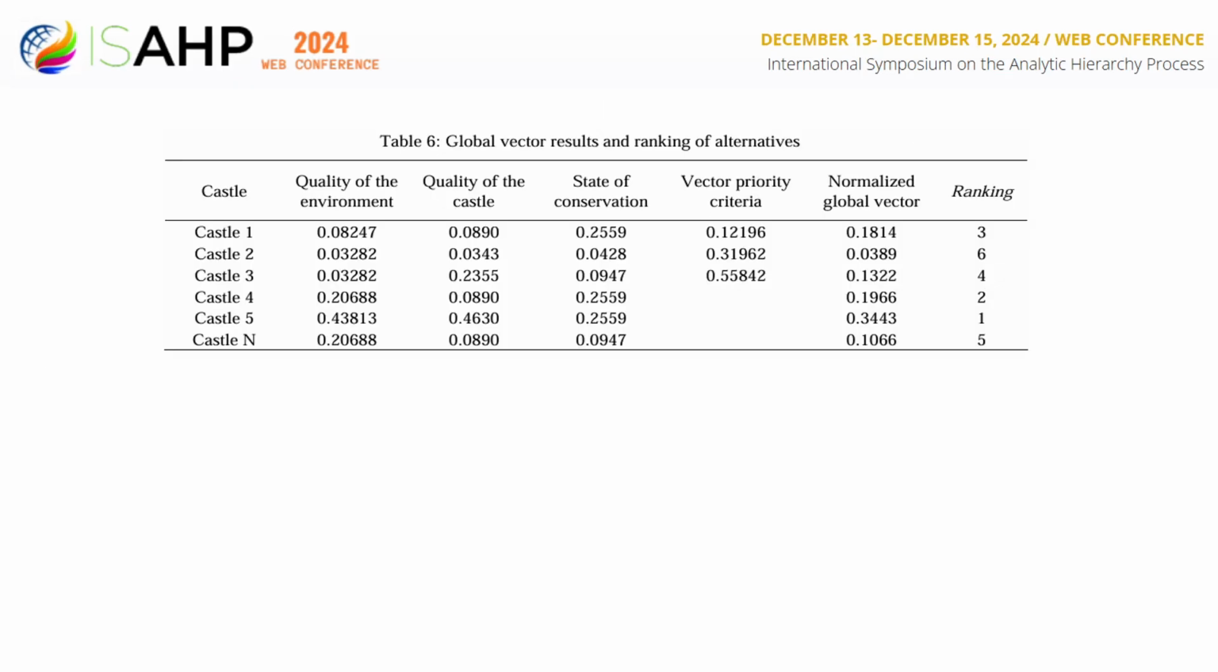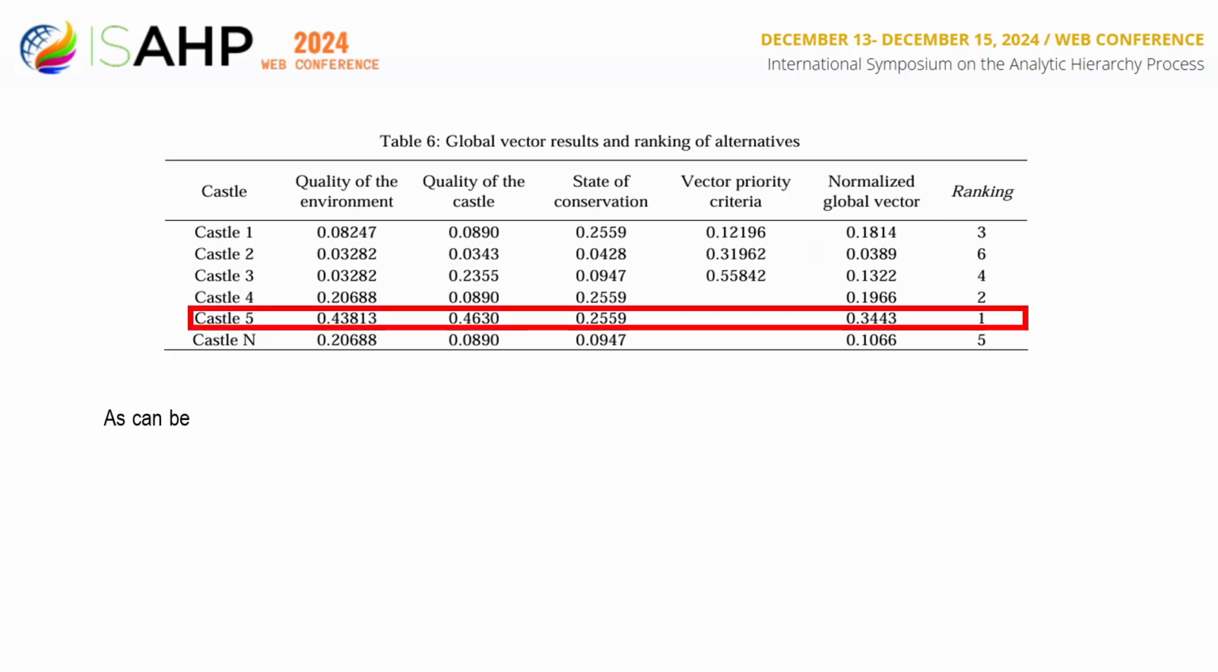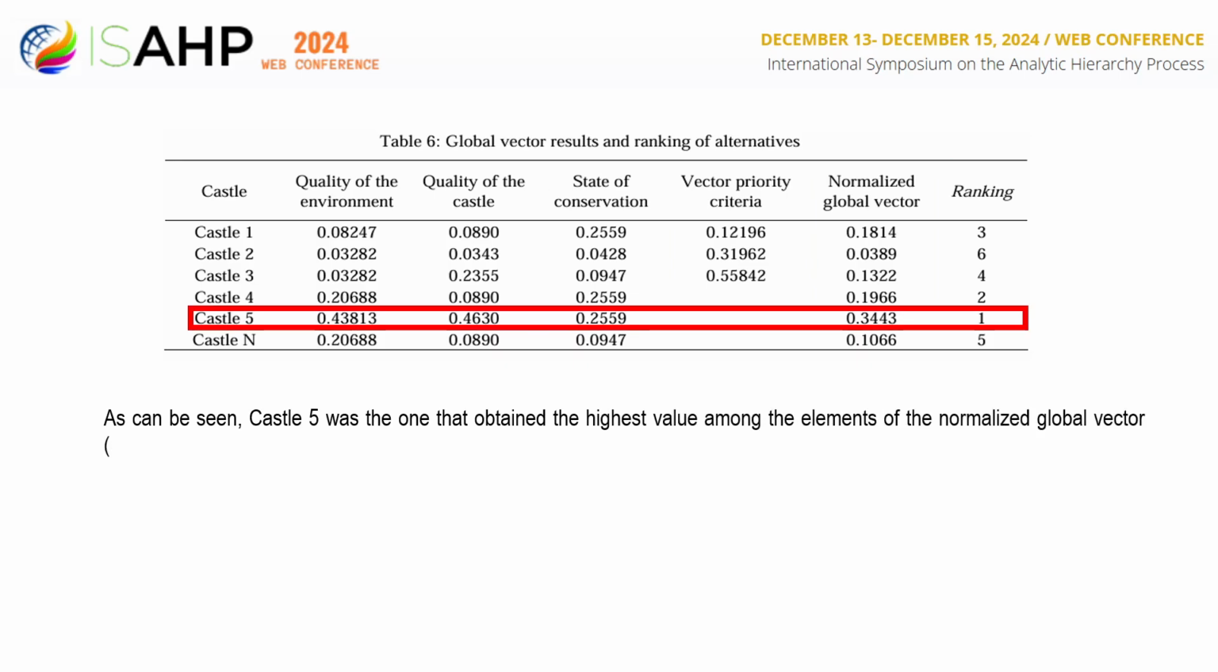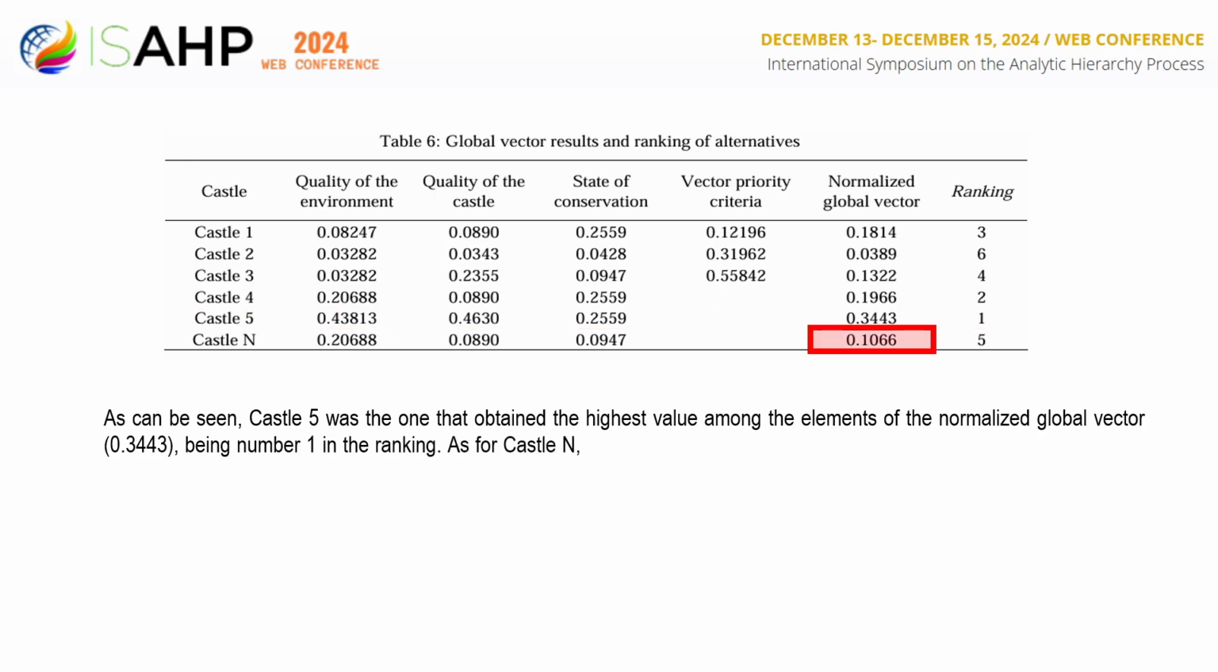The table shows the results of the normalized priority vector by alternatives, the criteria priority vector, the global vector, and the ranking. As can be seen, Castle 5 obtained the highest value among the elements of the normalized global vector, 0.3443, being number 1 in the ranking. As for Castle N, with a value of 0.1066, it occupied the 5th position in the selection process.